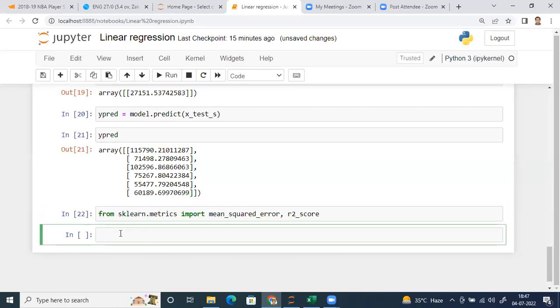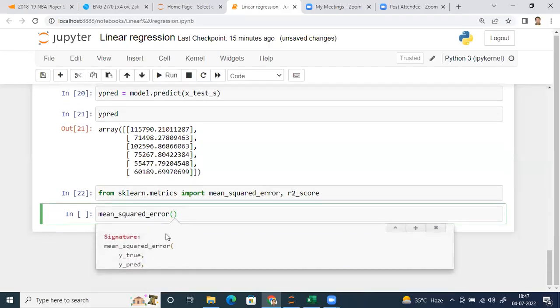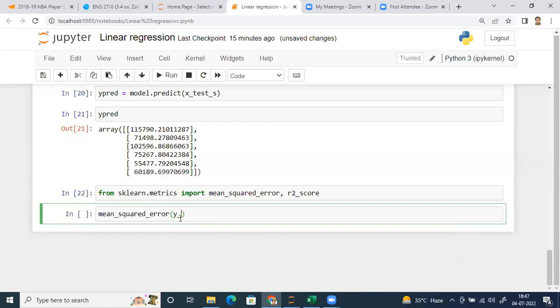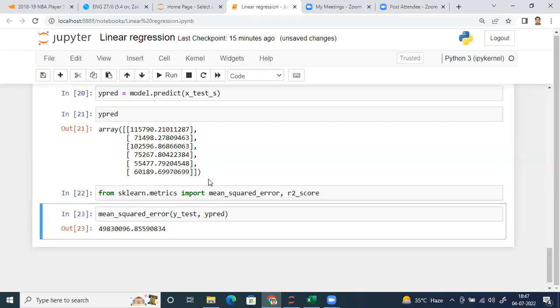Okay, so let me compute mean squared error. It needs two values, y_true and y_pred. What is y_true? It means the actual values of your y_test. And the predicted values are what? y_pred. So it will give me some mean squared error value.